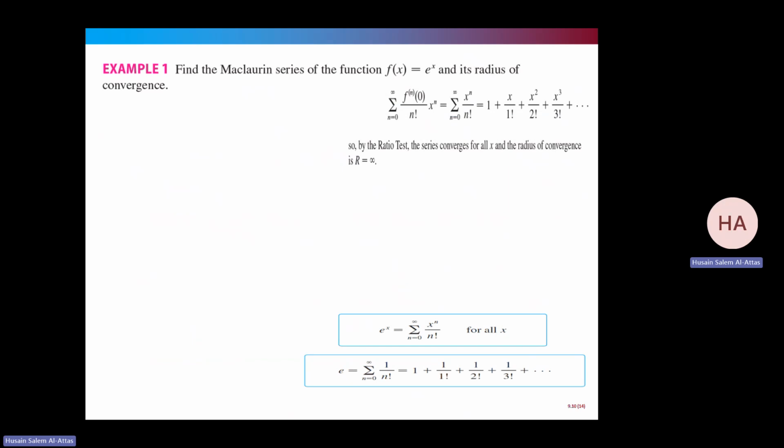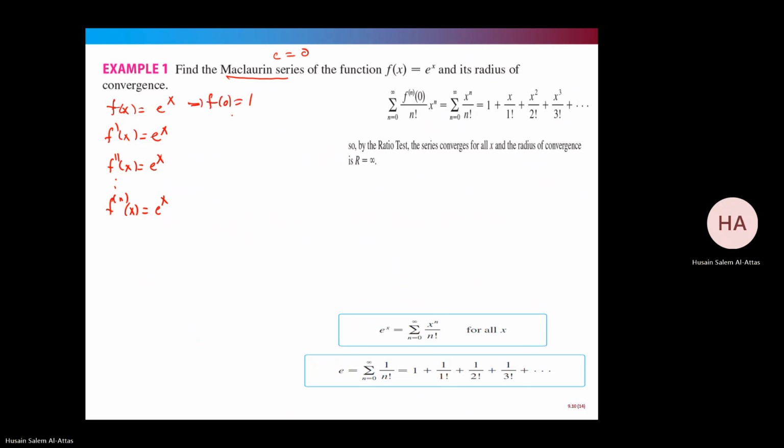Find the Maclaurin series for this function, e to the power x. I know f of x equals e to the power x. The catch is how to find the n-th derivative, because I'm going to write it as a series. So f prime is e to the power x, the second derivative is e to the power x, and the n-th derivative is also e to the power x. If I want to find the Maclaurin series, I make c equal what? 0. So f at 0 is 1, everything is 1. The n-th derivative at 0 is also 1.